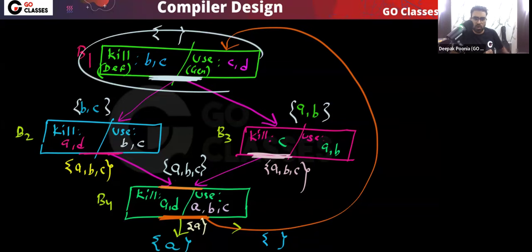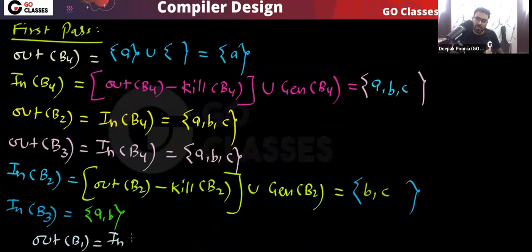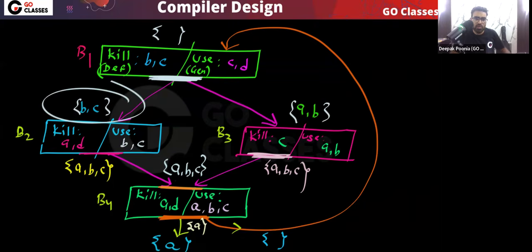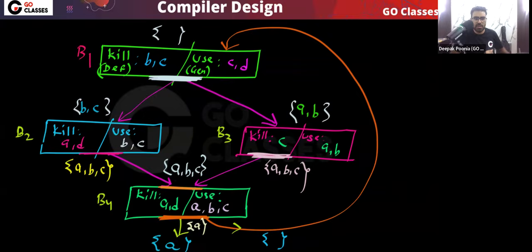So for this basic block B1, there are two successors, B2, B3. So out of B1 will be equal to in of B2 union in of B3. Union of in of successor basic blocks. Very simple. So you take the union of in of B2 and in of B3. So that will be BC union AB. That will be ABC. Very easy peasy. So we got ABC here.